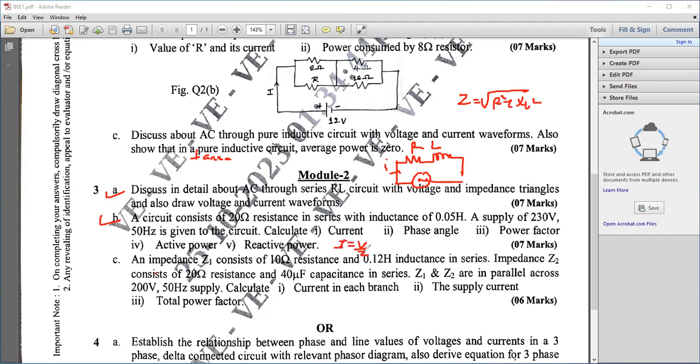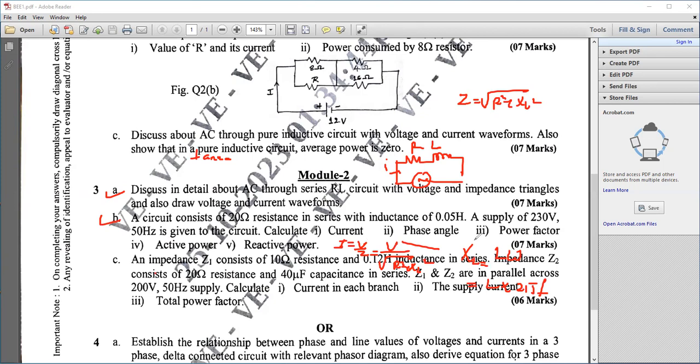Z you know how to calculate. So that means V divided by square root of R square plus XL square. Let me show how to calculate XL. XL is equal to L omega, where omega is 2 pi f. Supply frequency is given. You substitute accordingly and compute. Similarly, you need to calculate the phase angle. You draw the phasor diagram. From that, you compute the value of tan phi. Thereafter, you can calculate the phi.